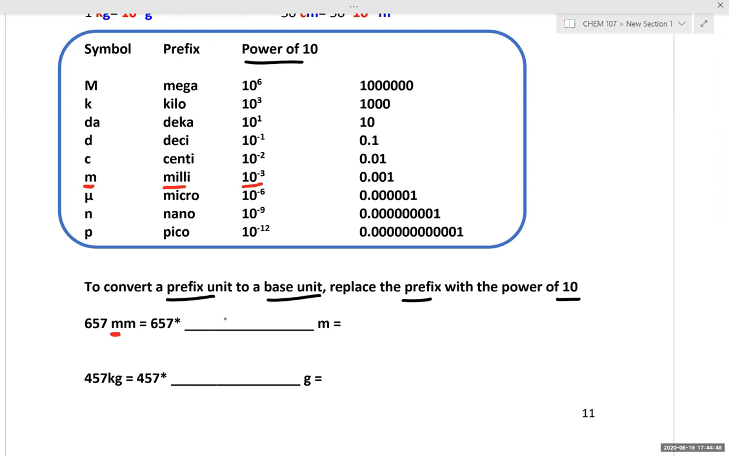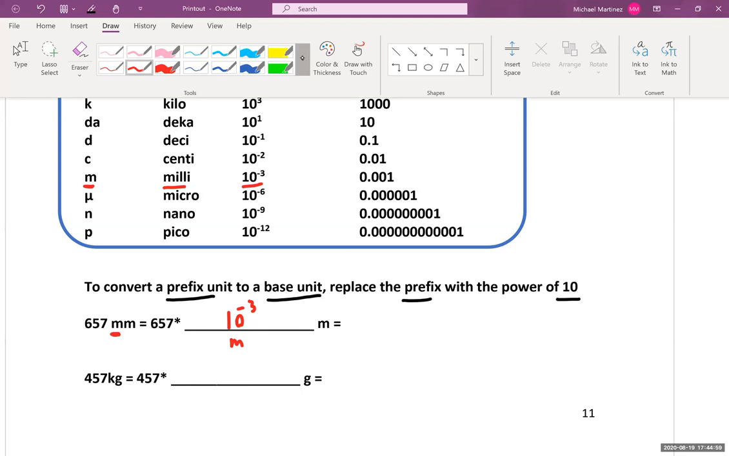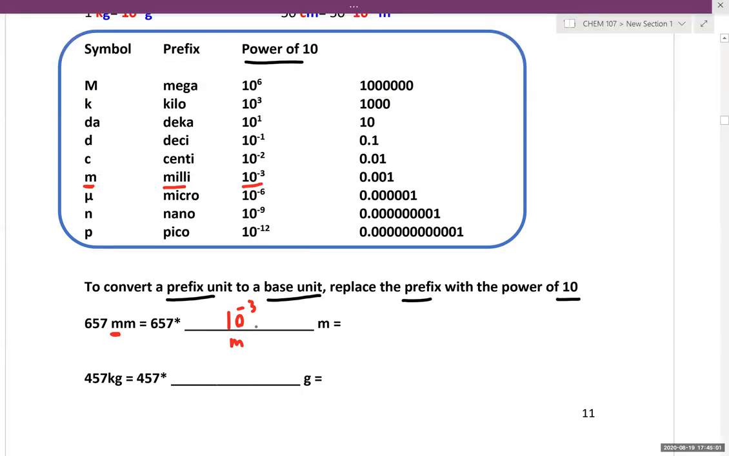-3? Yep, exactly right. So we write 10 to the -3 in the place of our milli prefix. Now, all we do is multiply our number by this power of 10, and that gives us 0.657 meters. So we've gone from a prefix unit to our base unit. Does that make sense to everyone?